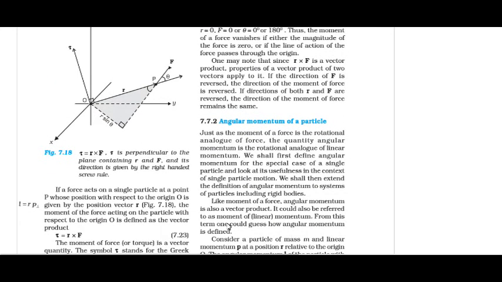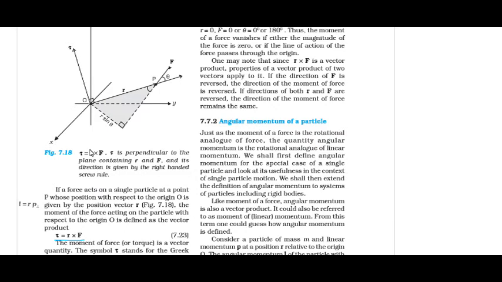Now, if a force acts on a single particle at a point P whose position with respect to origin O is given by the position vector r, as in figure 7.18, the moment of force acting on the particle with respect to the origin is defined as the vector product tau is equal to r cross F.